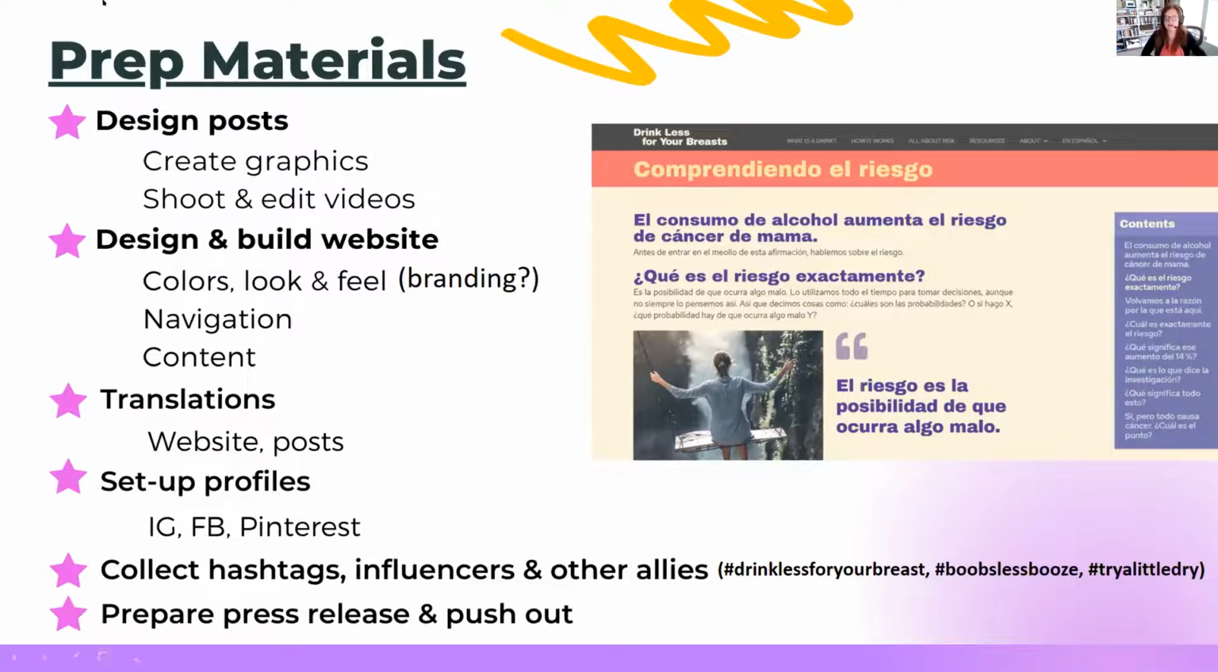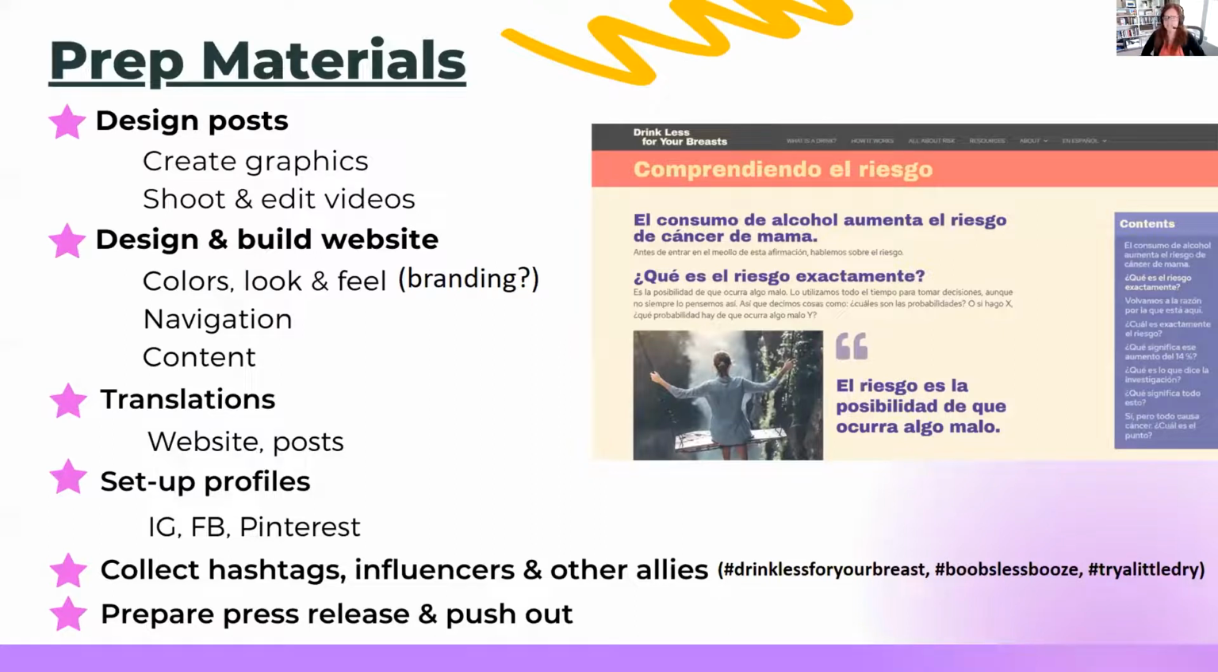We also collected hashtags ahead of time. We created a spreadsheet in different categories of topics that our posts related to. We did a health topic, alcohol, breast cancer, that kind of thing. Had the hashtags ready to go ahead of time. Influencers and other allies, it's something that we actually didn't employ, which if we had a longer campaign, we would have.